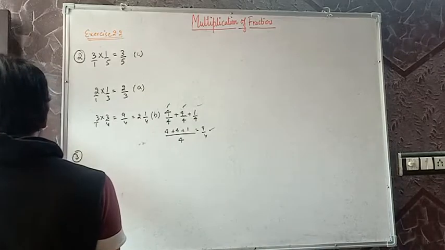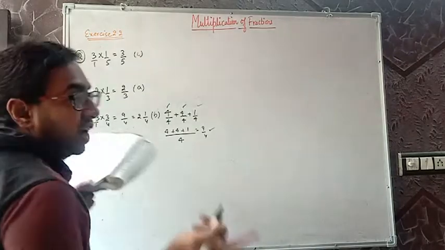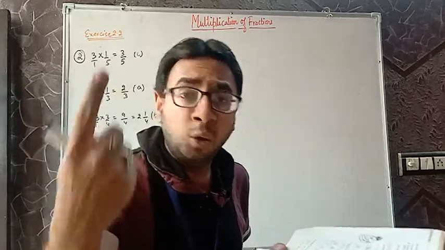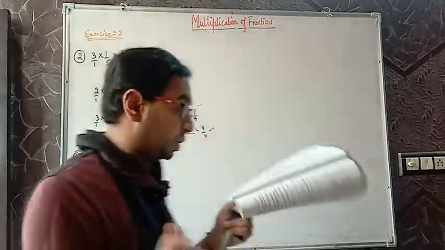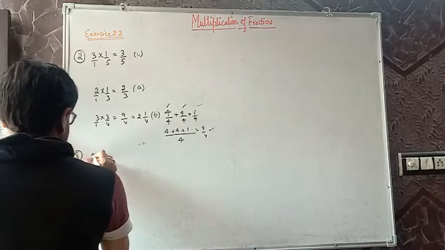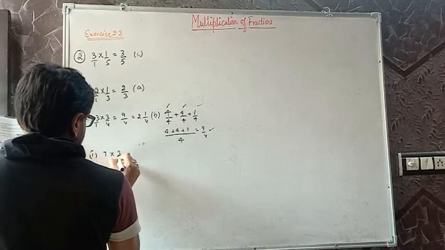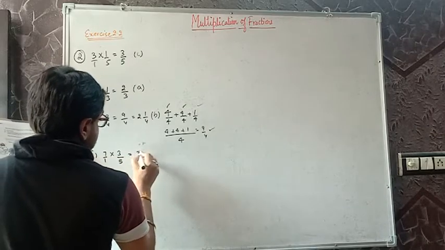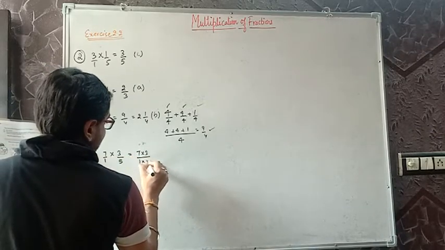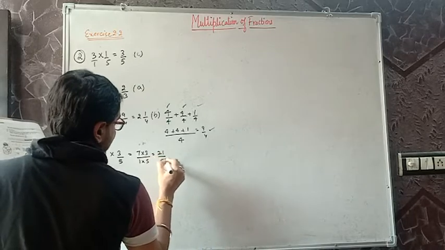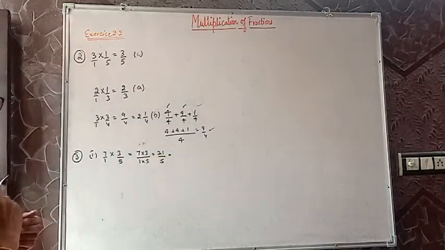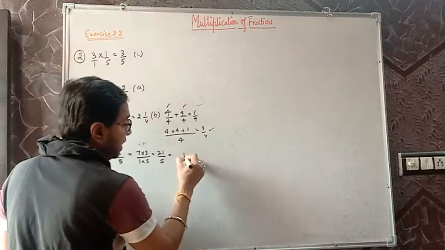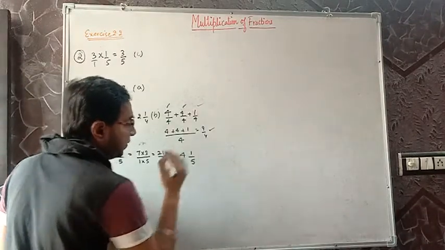Next, question number 3. Multiply and reduce to the lowest form and convert into mixed fraction. We have to do 3 parts. First of all, multiply, convert into lowest fraction, and then mixed fraction. So, first part, 7 into 3 by 5. If I solve, I'll be getting 7 into 3, 1 into 5, that is 21 upon 5. It is already the lowest fraction because we cannot reduce it further. If I talk about mixed fraction, I'll be getting 4 1 by 5.